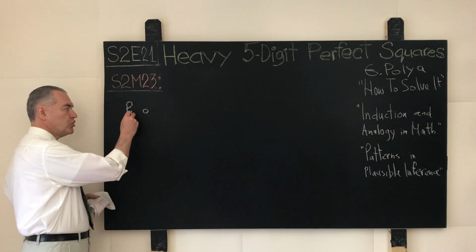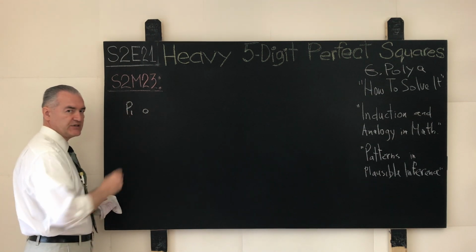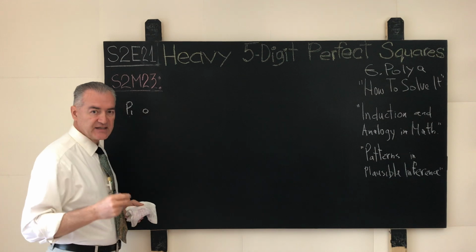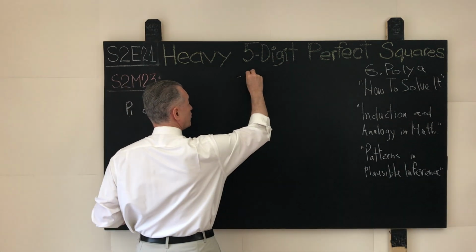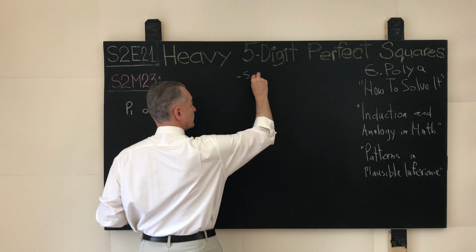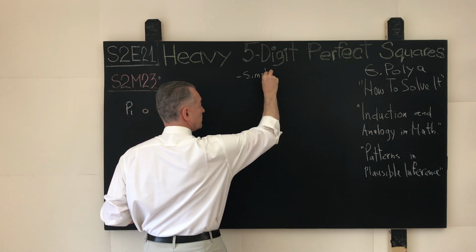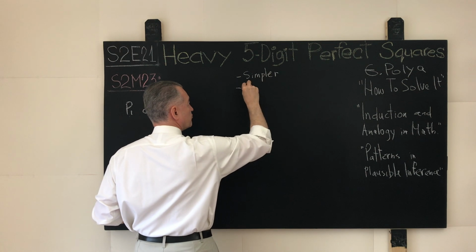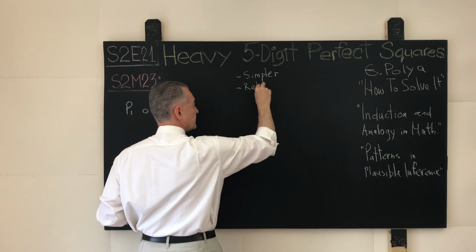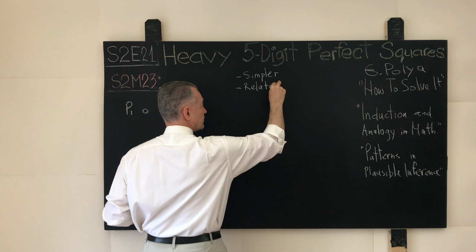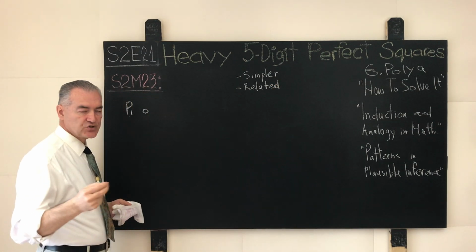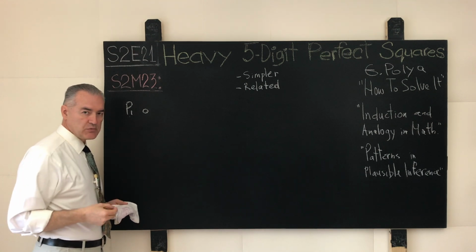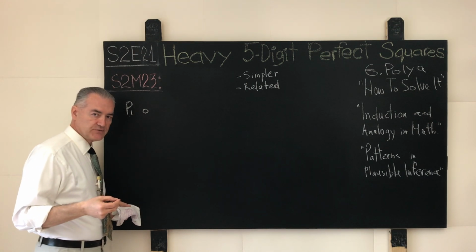If it is the current problem, P1, that we cannot solve, then there exists a simpler, these things are so important, I'll write it down over here, simpler, related problem that we also cannot solve. Find that problem and try to solve it.